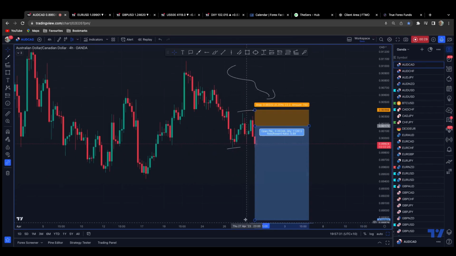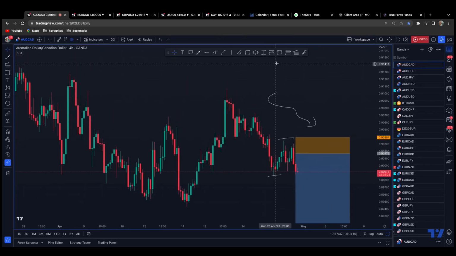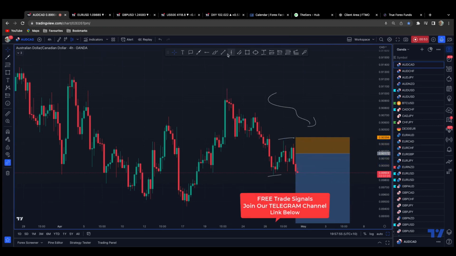Stop loss above. Target will be something like, just grab Fibonacci. So we're trading down. We've got the fib retrace. I'm looking for a pullback up into the 61.8 fib zone. That's going to be my sell zone, and I'm going to set up a pending sell order.